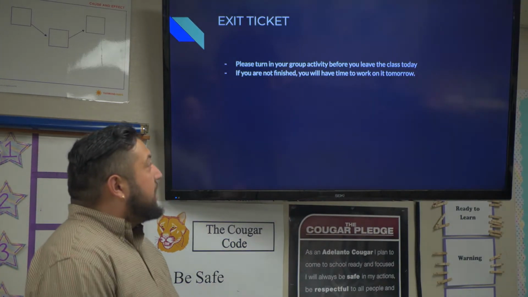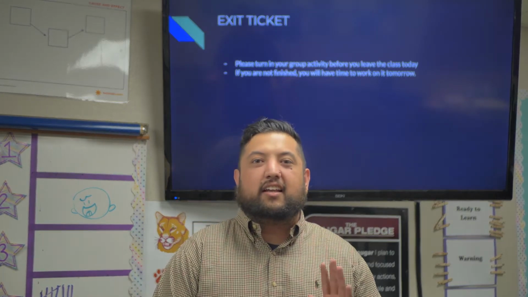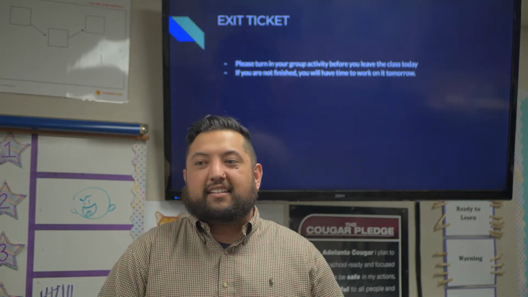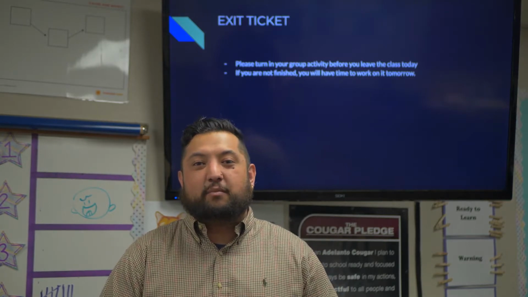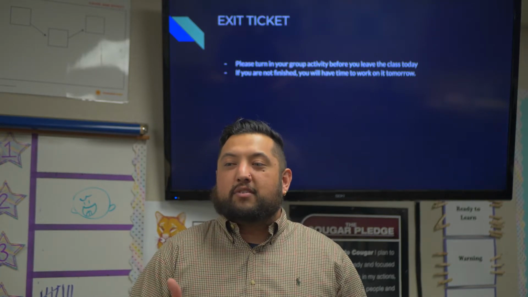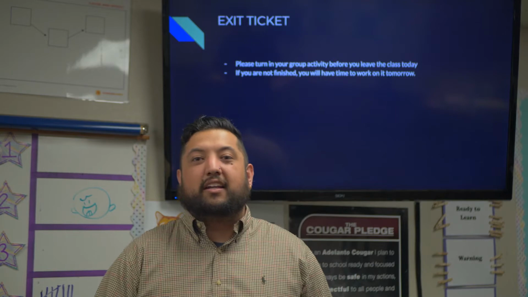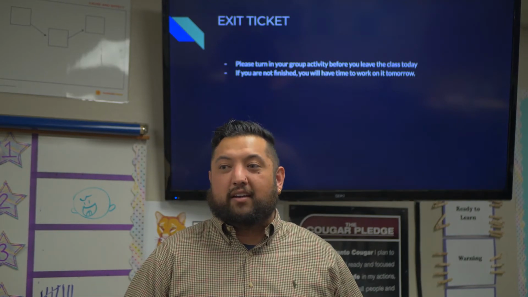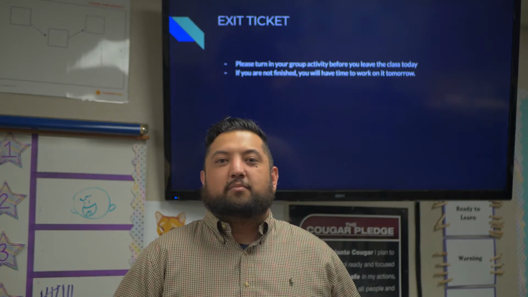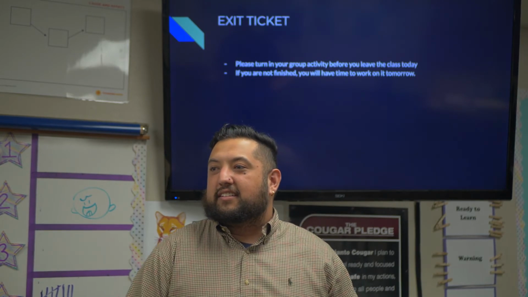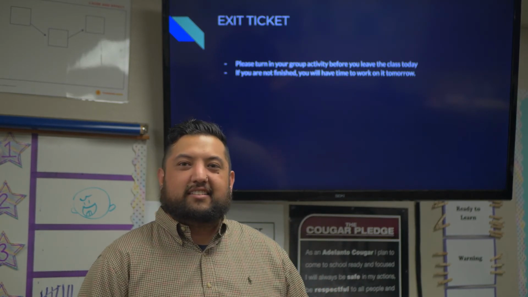Alright guys, before I let you off to finish it, the exit ticket is going to be the map, and it is going to be the rubric. Everyone's name has to be on both of them, but every group only has to turn in one copy. If you have any questions, please let me know. Alright guys, we got 5 minutes left in the class. Use them wisely.